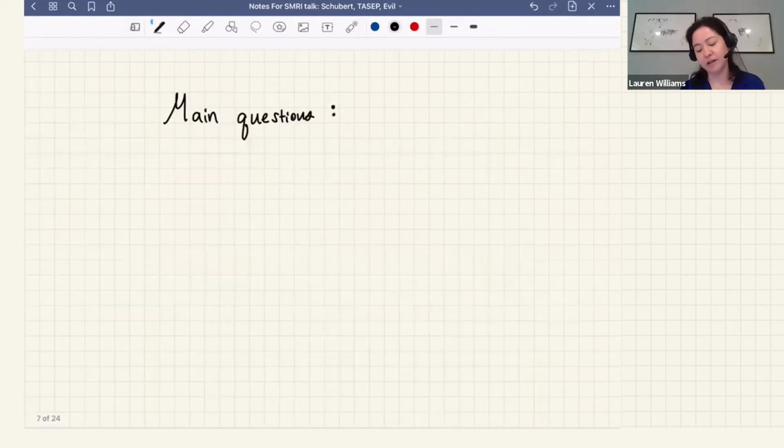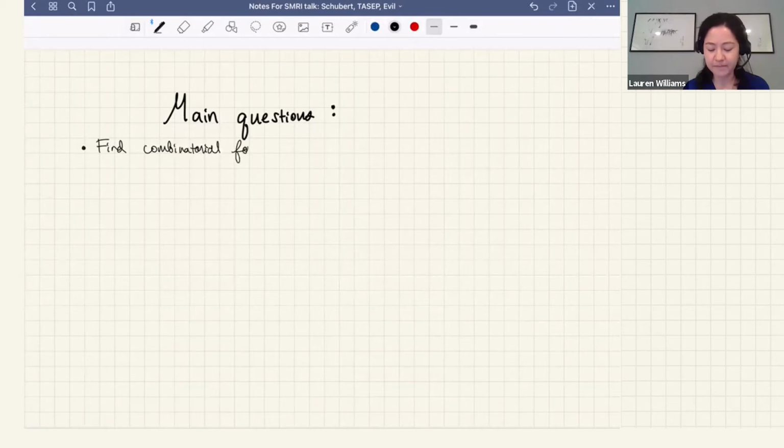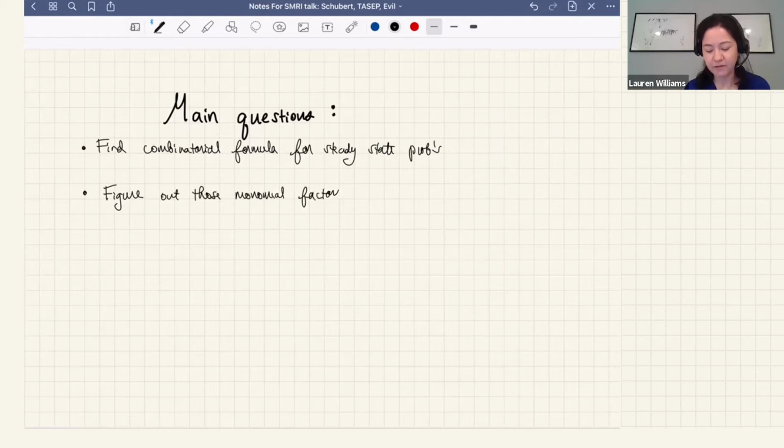But let me first just take a step back and say, okay, what are some main questions we can ask here? So a first main question from a combinatorial point of view is to find a combinatorial formula for the steady state probabilities. And a second question is to figure out those monomial factors on the previous slide and the relationship of these steady state probabilities to Schubert polynomials.